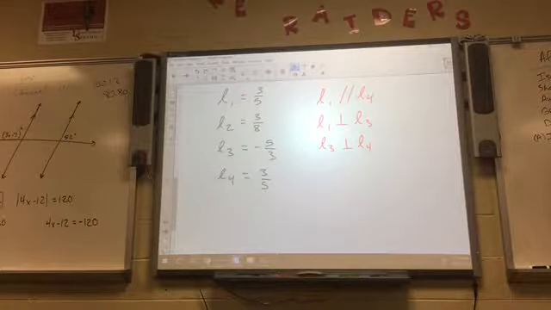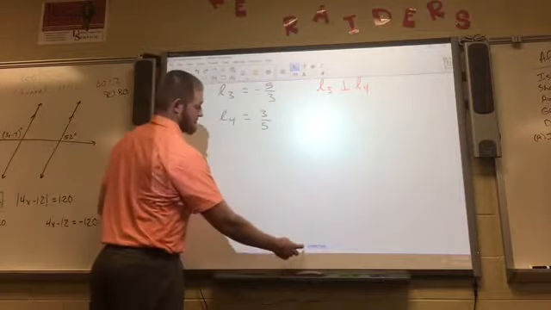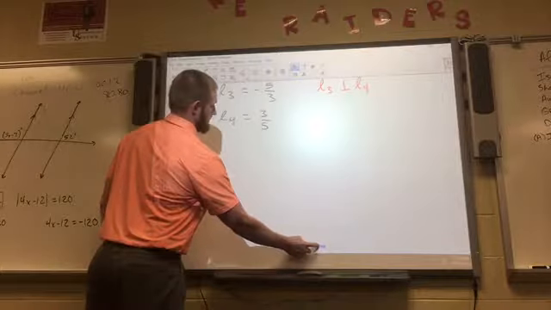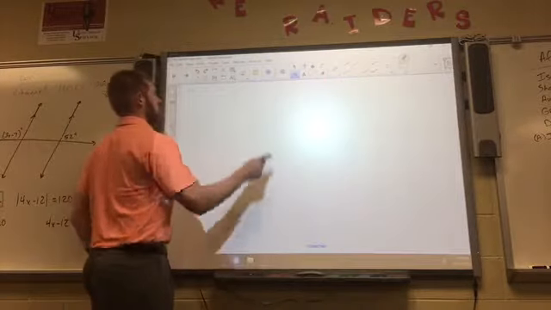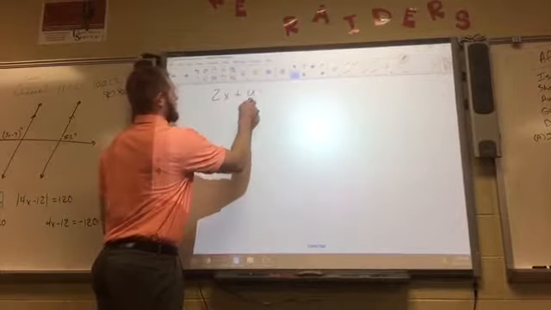Example 4, same thing, write an equation of a perpendicular line. Okay, you should be able to do that, and you have to be able to do it on your test and benchmark.